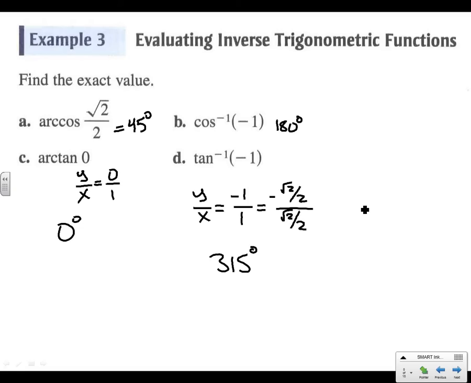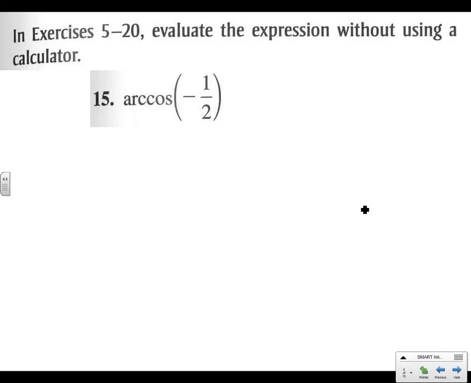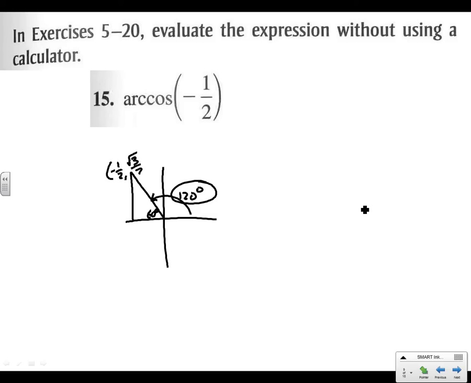All right, see if you can do one on your own. Find me the arc cosine of -1/2. The place where the x value is -1/2 is going to have a reference angle of 60, which means that it is at 120 degrees. This is -1/2, root 3 over 2, and we're looking for the x value of -1/2. So 120 degrees would be your answer for problem 15.